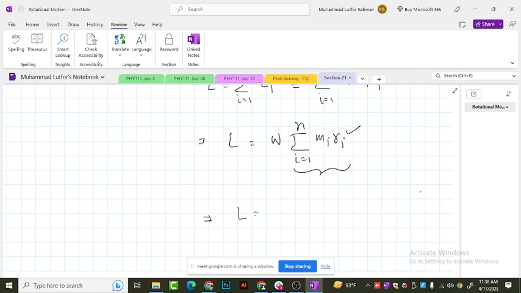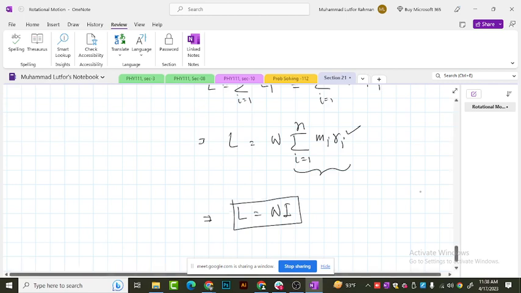So L would be, in that case, omega I. This is known as the angular momentum for a system rotating at angular velocity omega, with its moment of inertia I about that rotational axis. Then we can find this would be the angular momentum of this system.